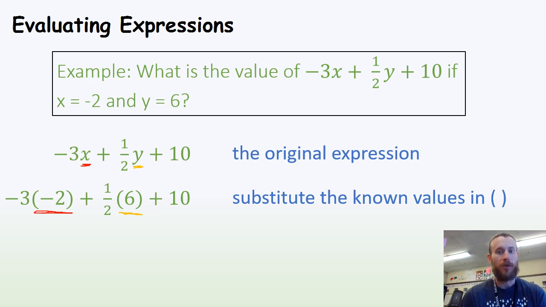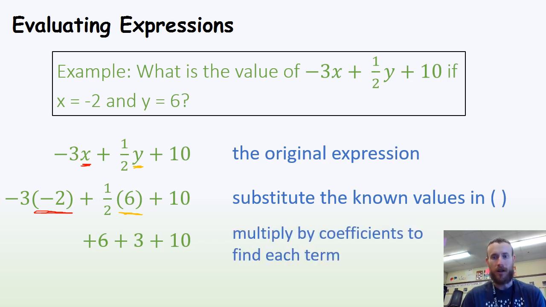At this point, we have some mathematics. So we know we're going to multiply the coefficient, negative 3 times negative 2, and find out the value of each of the terms. So, negative 3 times negative 2 is 6, positive 6. Check my mathematics. Half of 6 in the next term is 3, and 10 is still 10. So we had these 3 terms. We still have 3 terms.